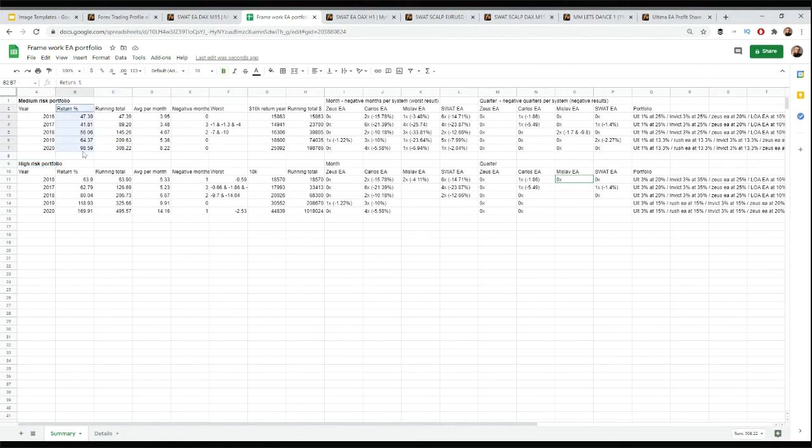But basically these columns here, that's the return per year. 47, 41, 56, 64, 98 with the medium risk approach. With the higher risk approach, 64, 63, 80, 118, 160, 170, basically. And negative months, as I said, only 5 out of 60, and 10 being the worst. Here, with the higher risk approach, a little bit more: 7, not 5, but 7. And the worst month being minus 14, then minus 10, minus 6.5, minus 2, minus half, minus 2.5. So yeah, very, very smooth.